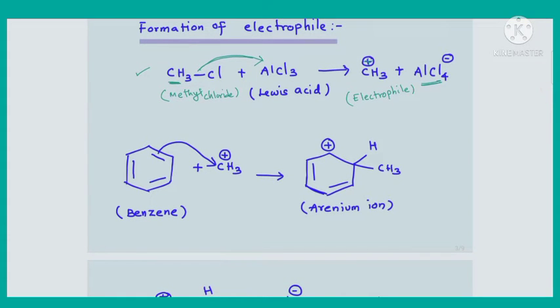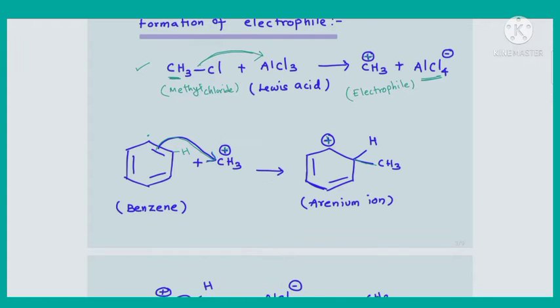Now the electrophile attacks the benzene ring, because benzene is an electron rich species. In benzene there are three delocalized pi bonds inside the ring structure, so the CH3 electrophile can readily approach the benzene ring to get electrons from it. When the CH3 plus group approaches benzene, this pi electron pair is shared with the methyl group, so the methyl group gets attached to this carbon, which already has a hydrogen. When the CH3 group gets attached here, the adjacent carbon loses its electron, so it gets a plus charge and becomes an electron deficient center.